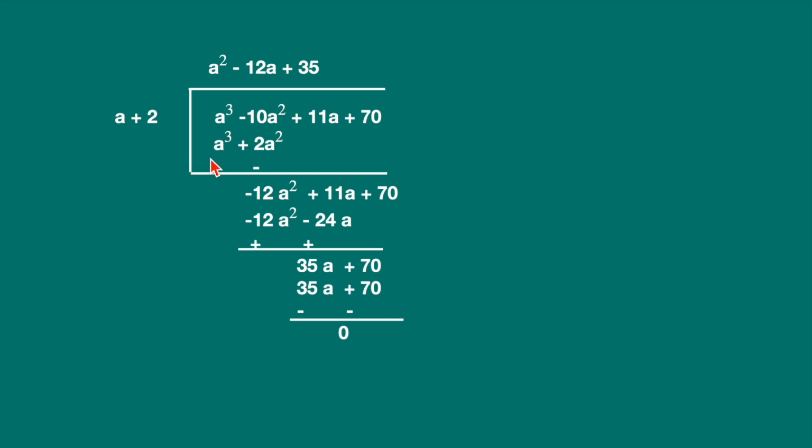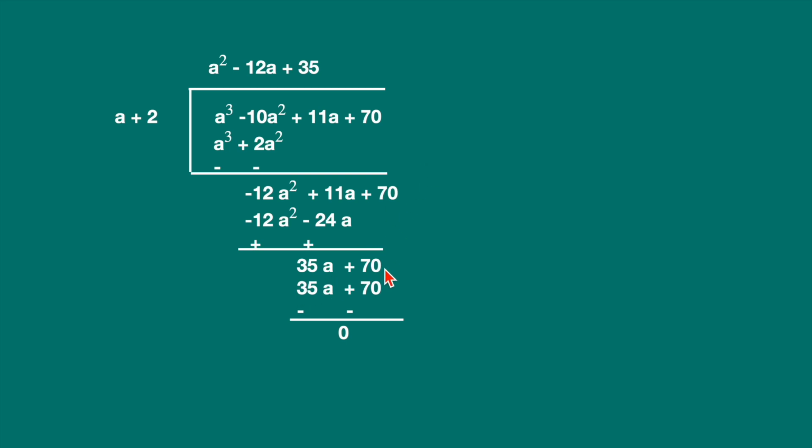Now change the sign and add. This will get cancelled out. Minus 10A square minus 2A square is minus 12A square. Bring down this as it is. Then take the first term and divide it. You get minus 12A. Write down minus 12A here. Multiply minus 12A with this expression. You get like this. Change the sign and add. This will cancel. 11A plus 24A is 35A.